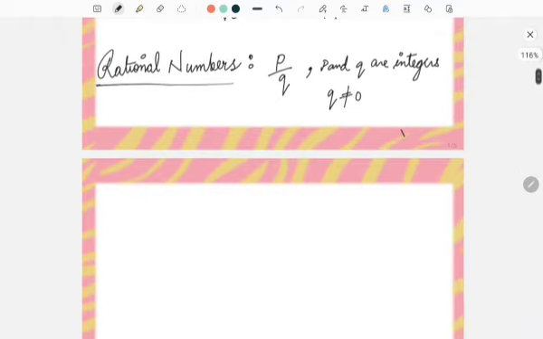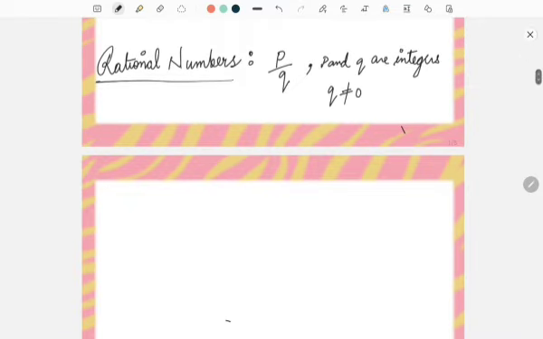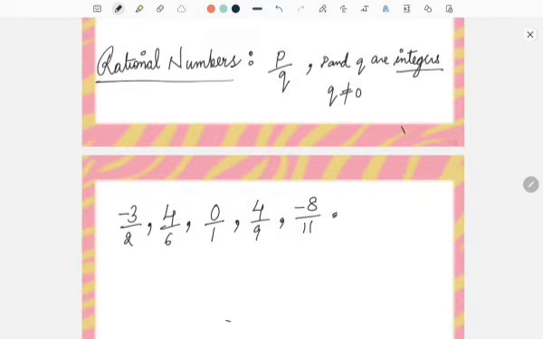This means that rational numbers can be both positive and negative in nature because they are integers. -3 by 2, 4 by 6, 0 by 1, 4 by 9, -8 by 11. ये सब क्या नंबर्स हुए फिर? रैशनल नंबर्स. ये नेगेटिव भी हैं और पॉजिटिव भी हैं इन नेचर, राइट? ओके, सो नाउ वी लर्न कि q पे जो कंडीशन है दैट q कैन नॉट बी इक्वल टू 0. दैट मीन्स द डिनोमिनेटर कैन नॉट बी इक्वल टू 0.